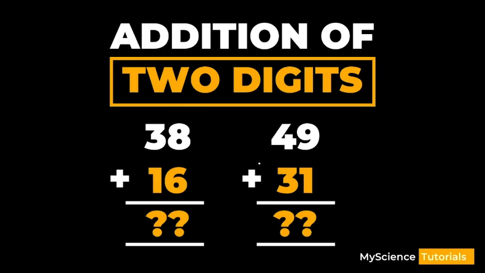In today's video, we want to look at how to add two digits. Alright, so without further ado, let's begin. So let's start by looking at an example. Say we are to find the sum of these two numbers, 38 and 16. So what is going to be our answer if we add 38 and 16?